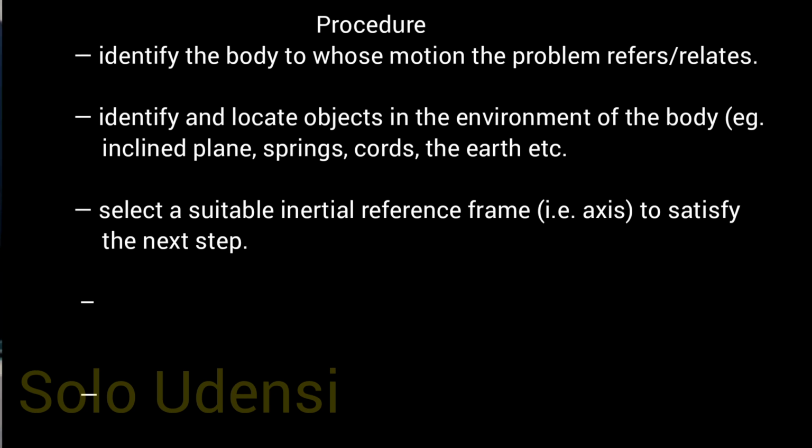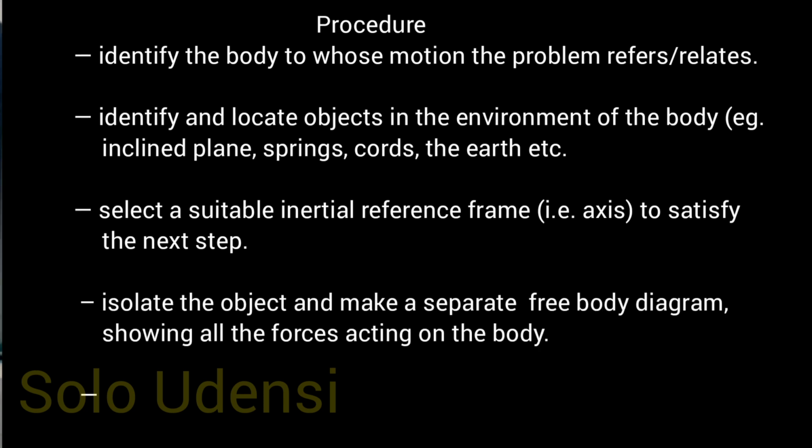The next thing we do is to select a suitable inertial reference frame and axis. A positive axis can be pointing downwards, or a positive x-axis can be pointing to the left, in order to suit the particular problem that you are trying to solve, and not to make it very ambiguous.